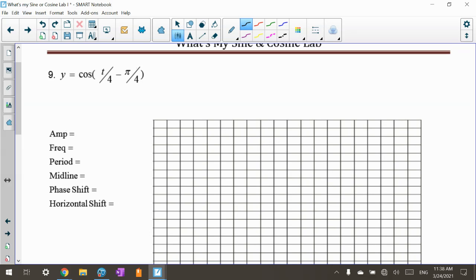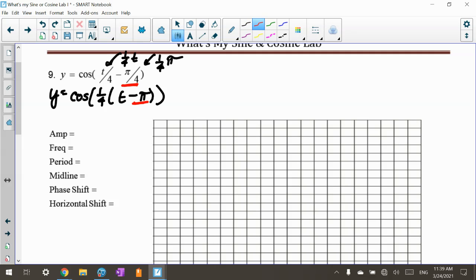So first thing I'm going to do is write this as 1/4 of a t, and that's 1/4 pi if you want to think of it that way. And I'm going to factor out, because I have to have a frequency, I'm going to factor out 1/4. Cosine, parentheses, I'm going to factor out the 1/4. When I do, I have a t minus, and when I factor a fourth out of that, I just have a pi. Okay, so that's important.